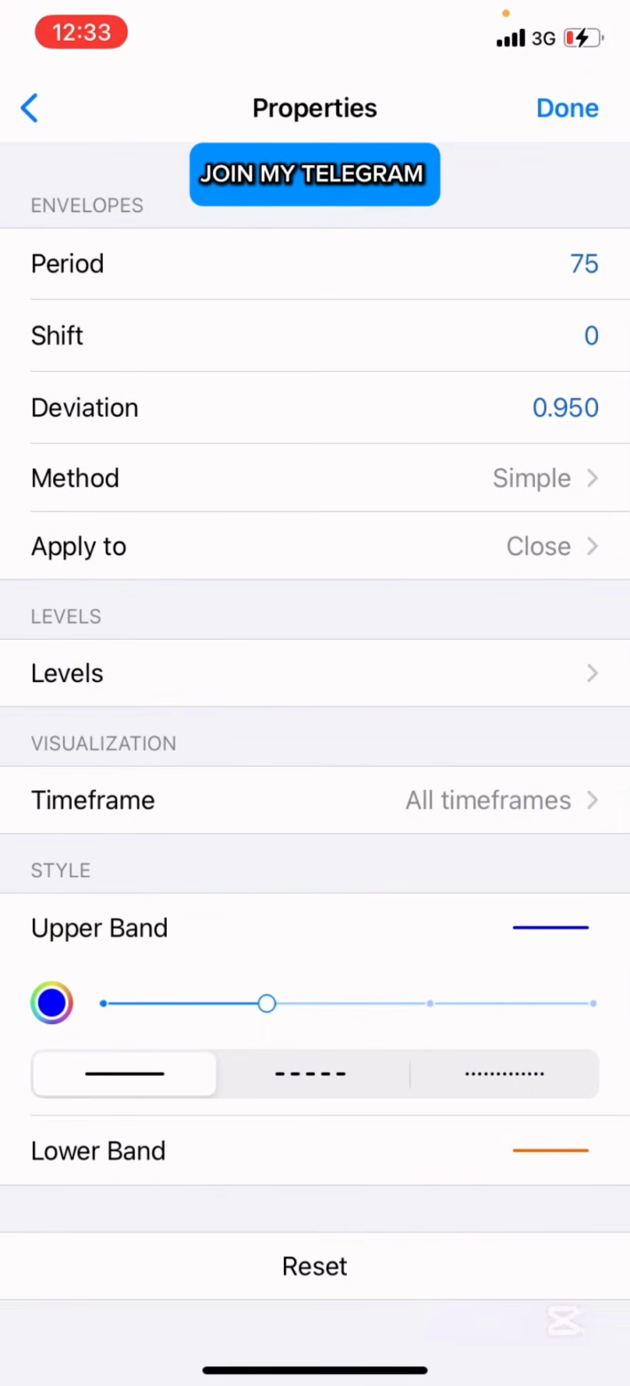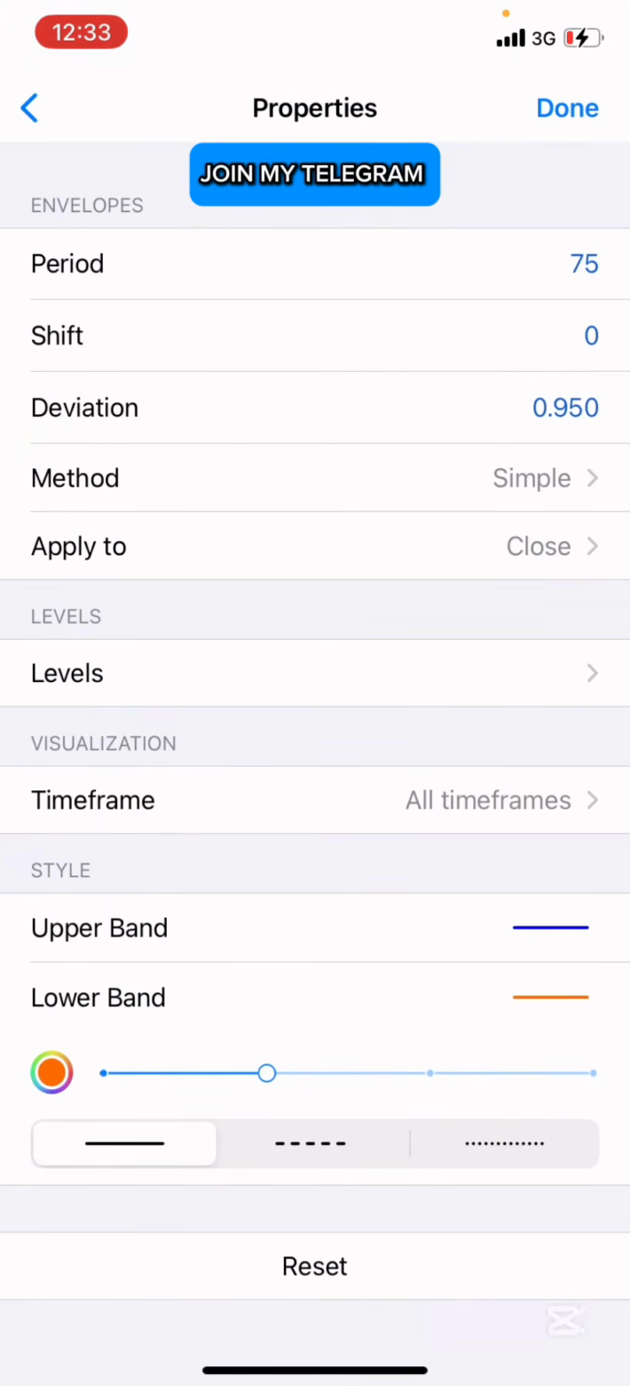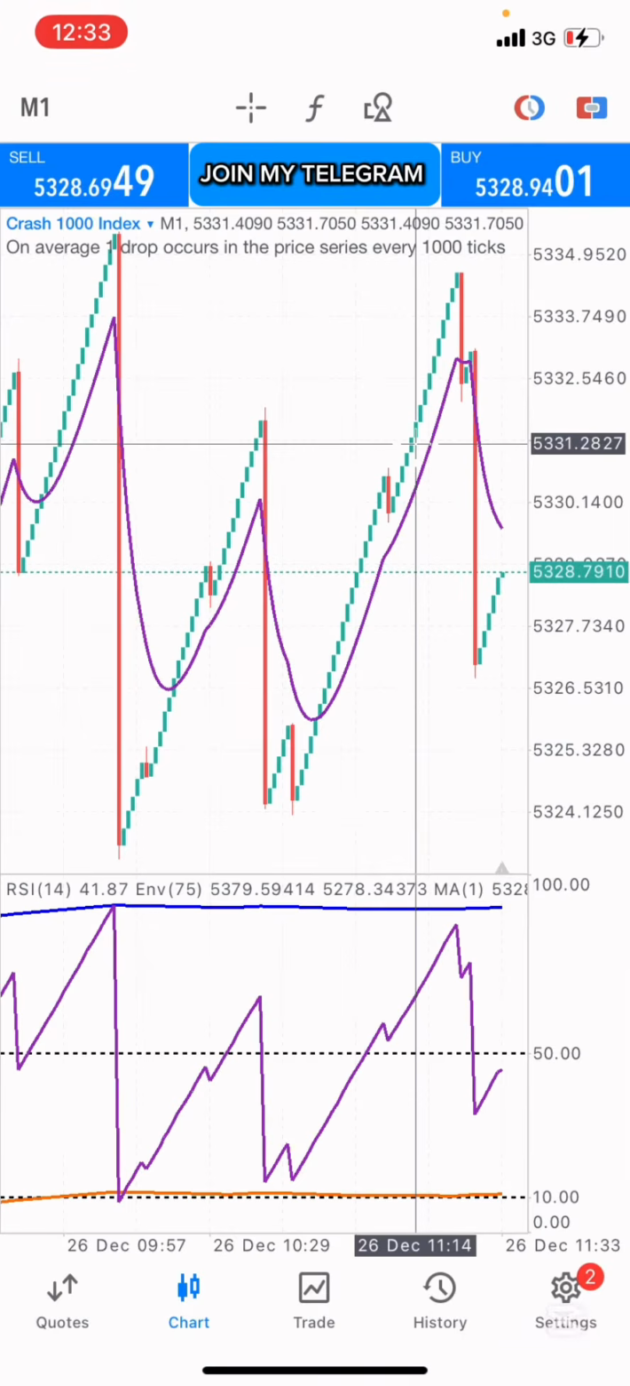Then the upper band is going to be on color blue on 2 pixel with this first red line. Then the lower band is going to be 2 pixel color red. Okay, then you click on done.